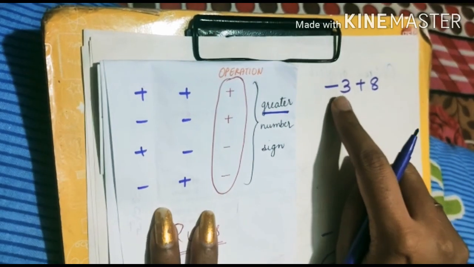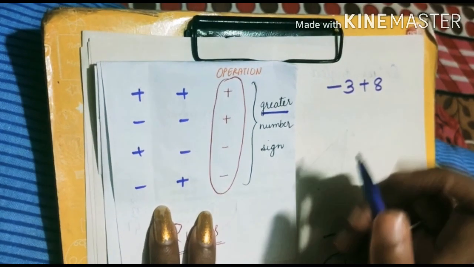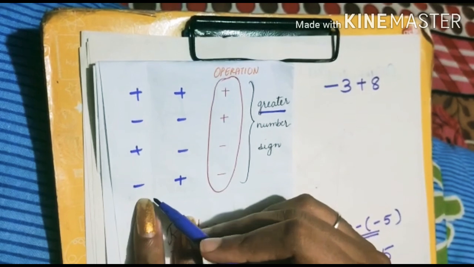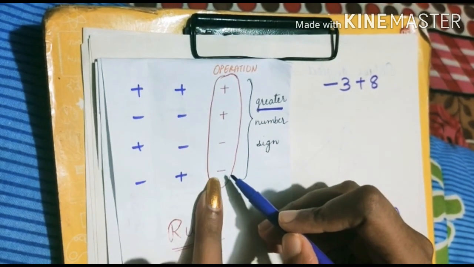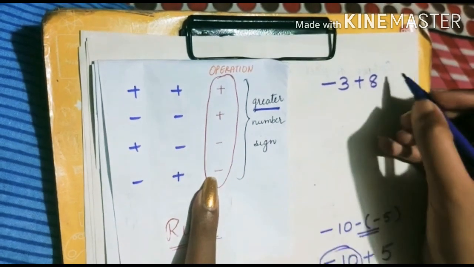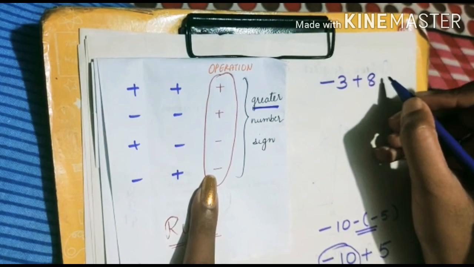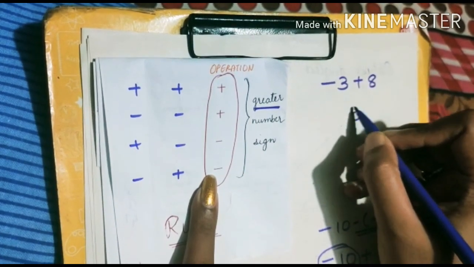Students, let us have a look at this last example, minus 3 and minus 8. Sorry, minus 3 and plus 8. So students, which is that rule? That is my fourth rule, which says minus into plus is minus. I said whenever you see two different signs, students, you have to subtract. So just do 8 minus 3. 8 minus 3 is 5.